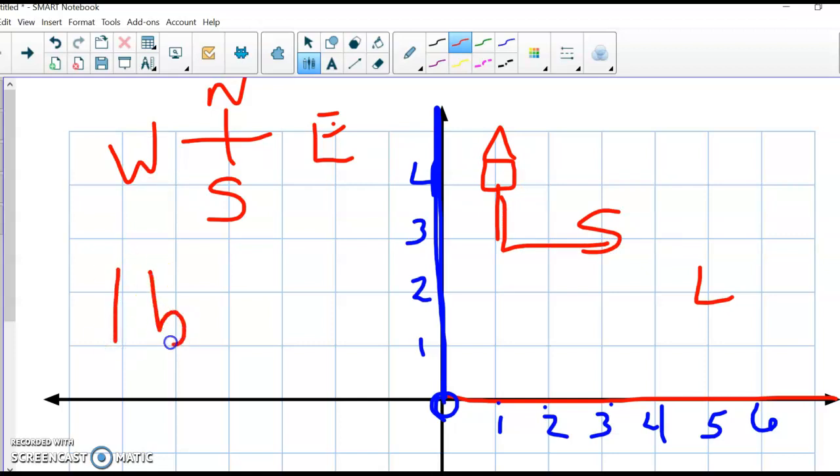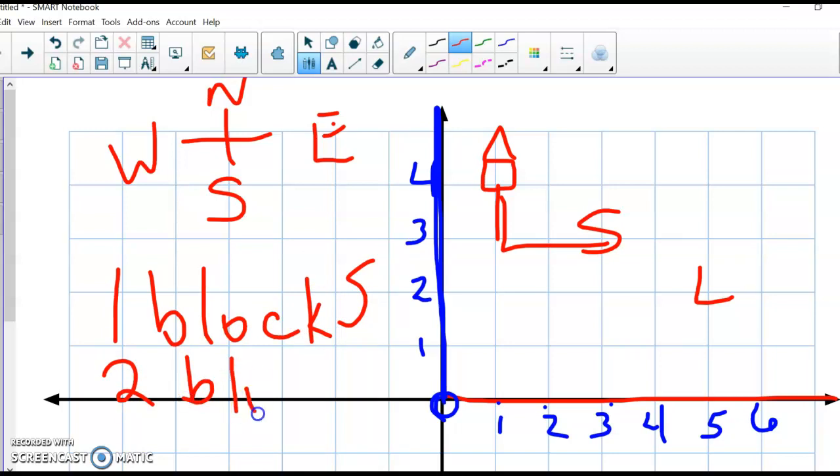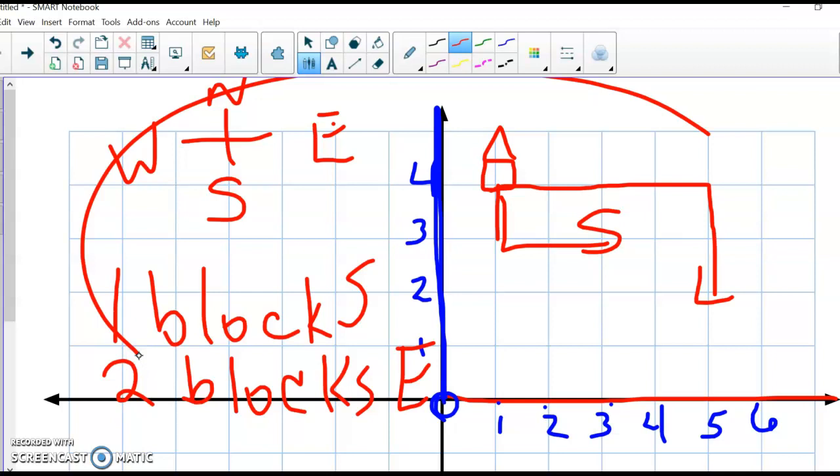1 block south and 2 blocks east. Okay, to get home from the library, she'd have to travel 2 blocks north and 1, 2, 3, 4 blocks to the west. I'm sorry, from library to home. Let me erase this.